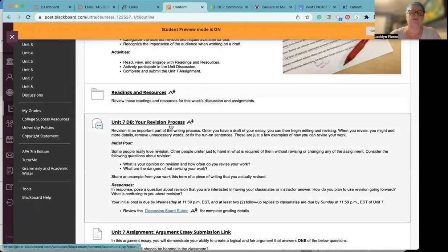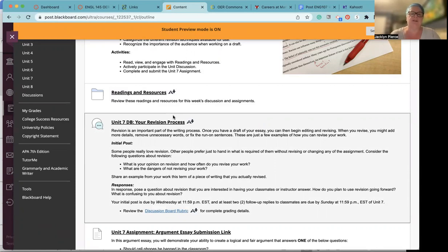So Unit 7's discussion board is all about revision. You will post your own response by Wednesday if you want full credit, of course. If you don't care about those points, then you can definitely post it later. But posting by Wednesday is how you get maximum points. Some people really love revision. Other people prefer to just hand in what is required of them without revising or changing any of the assignment.